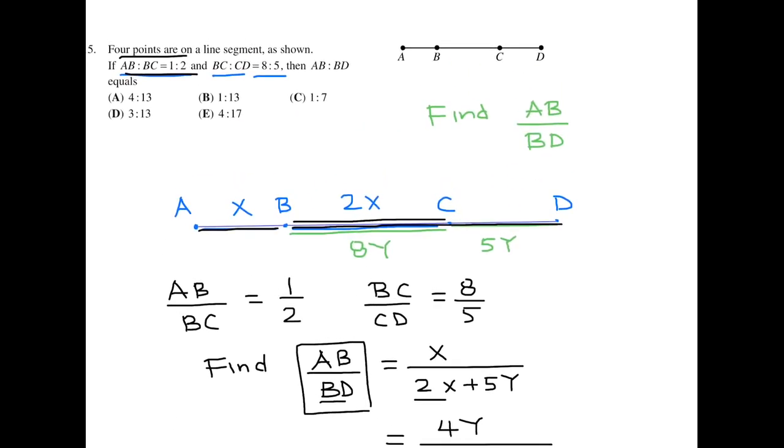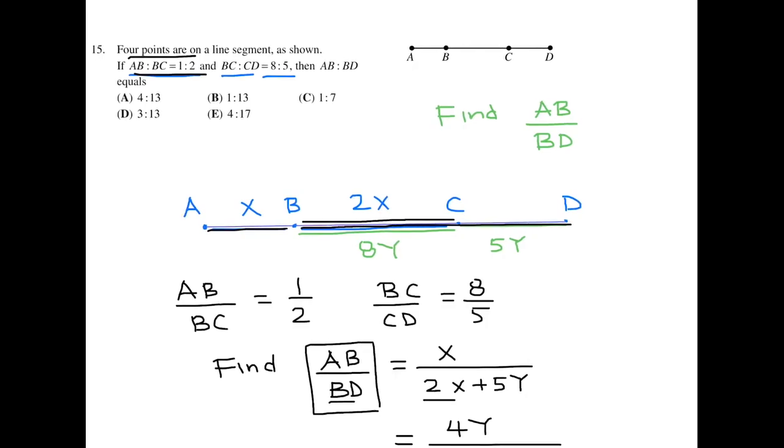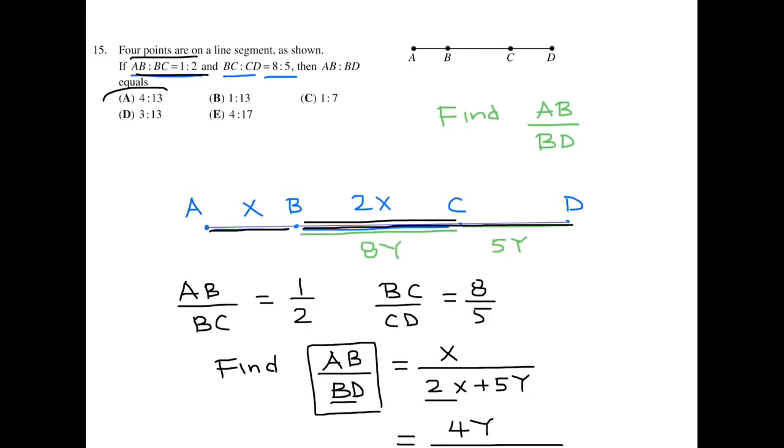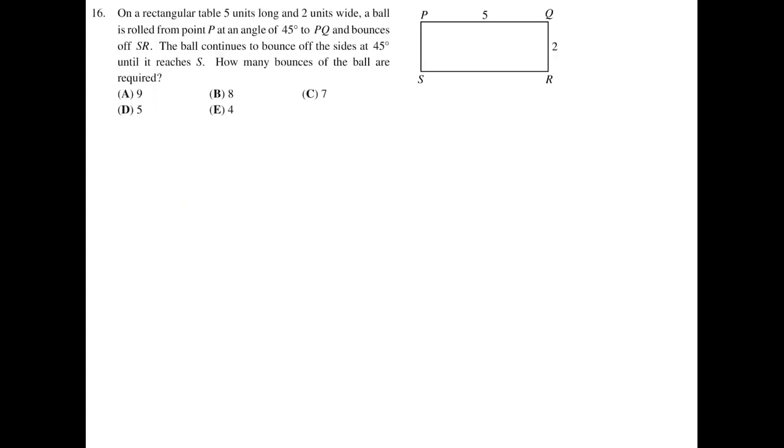So that would be 4 over 13, and that is A. On a rectangular table 5 units long and 2 units wide, a ball is rolled from point P at an angle of 45 degrees to PQ, so like that, and bounces off SR, okay, bounces here, and the ball continues to bounce off the sides at 45 degrees until it reaches S, so it's going to eventually come back. How many bounces of the ball are required?